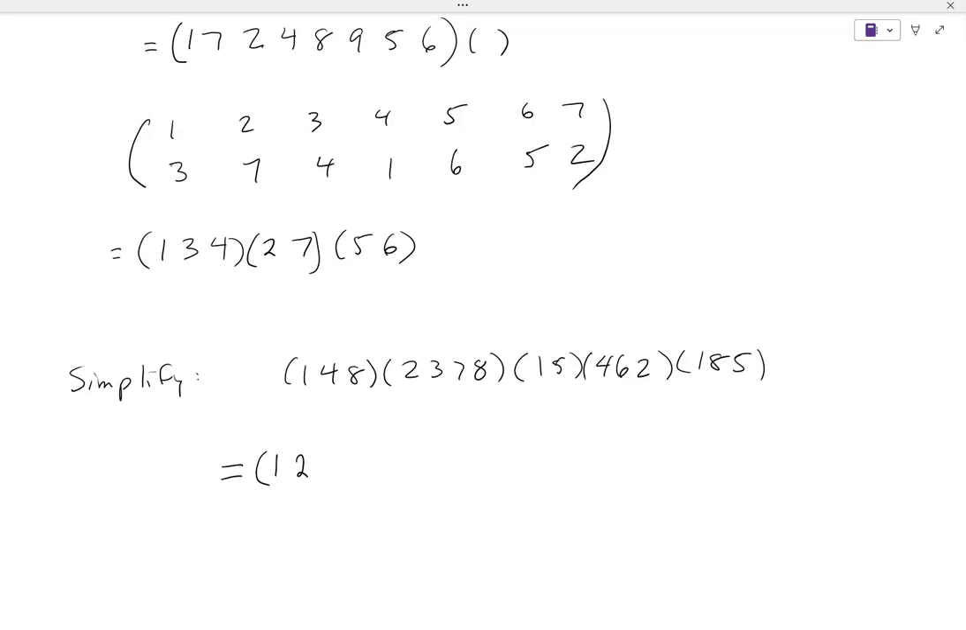Fixed. Where does it move to here? 4. 4 goes to fixed, so it goes to 4. 4 goes to 4. 4 goes to 8. Now do the 8. 8 goes to 5. Goes to 5. Goes to 1. Goes to 1. Goes to 4. So 4.